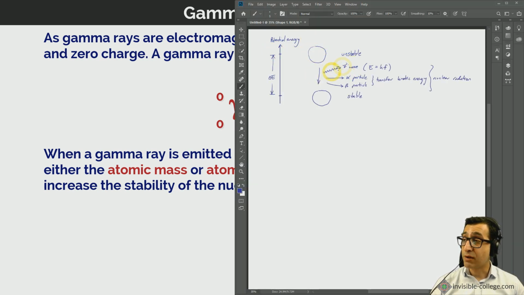The gamma ray itself carries energy, and so it can make that nucleus more stable by giving off some of the excess potential energy which that nucleus has, and giving it a more stable condition by giving off that difference in energy as energy carried by an electromagnetic wave, a gamma wave.